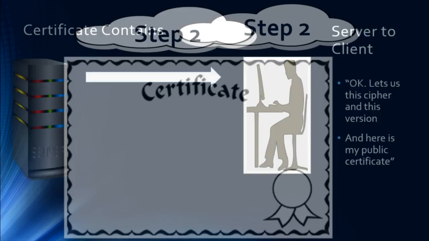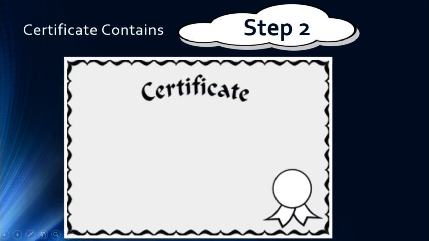A server certificate contains several pieces of information. Number one is the server's public key. This public key is like the lockbox we discussed earlier, in that anyone can use it to encrypt something, but only the secret key holder can unencrypt it or open the lockbox.